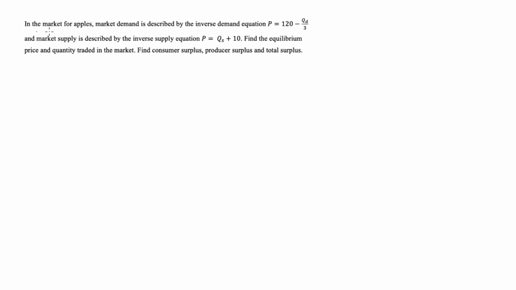So the question asks us, in the market for apples, market demand is described by the inverse demand equation P, that's the price, is equal to 120 minus QD, that's quantity demanded, divided by 3. And market supply is described by the inverse supply equation P is equal to QS, that's quantity supplied, plus 10. We're asked to find the equilibrium price and quantity traded in the market, find consumer surplus, producer surplus, and total surplus.